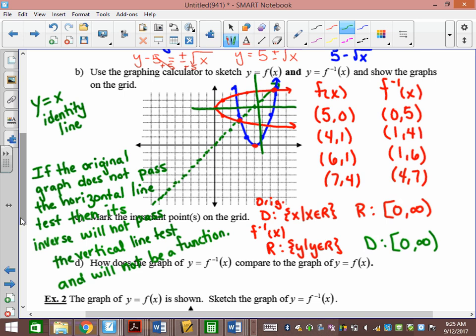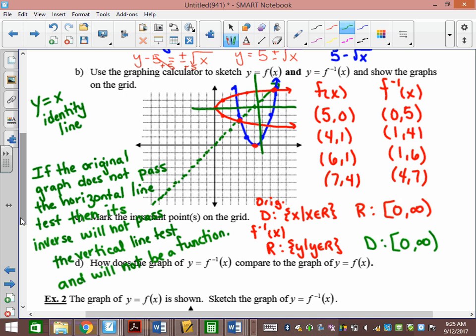So on a test, what they'll ask you is, and we always restrict the original domain. We will never restrict the inverse domain or the inverse range. We will always restrict the original domain. So what they'll say is, the inverse is not a function, and in this case, it's not. What could you restrict your original graph's domain to so that when you drew the inverse, it would be a function? What is the issue?